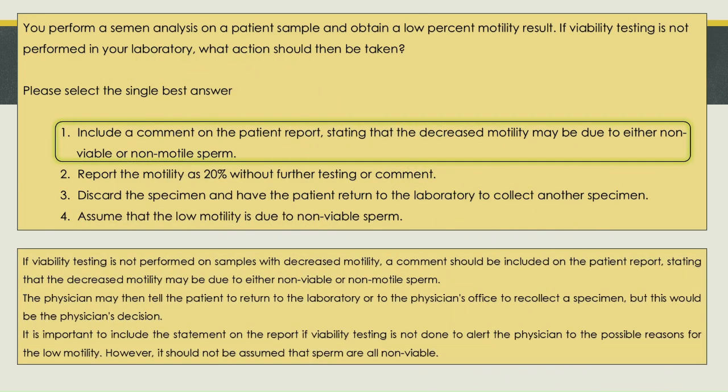The correct answer. If viability testing is not performed on samples with decreased motility, a comment should be included on the patient report, stating that the decreased motility may be due to either non-viable or non-motile sperm. The physician may then tell the patient to return to the laboratory or to the physician's office to recollect a specimen, but this would be the physician's decision. It is important to include the statement on the report if viability testing is not done to alert the physician to the possible reasons for the low motility. However, it should not be assumed that sperm are all non-viable.